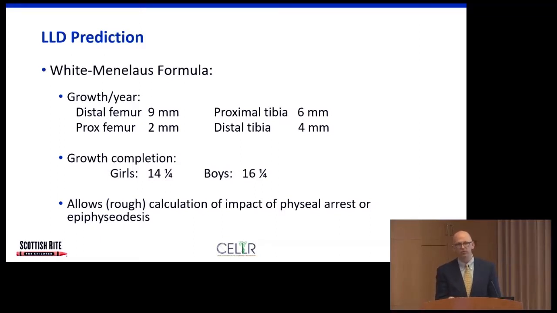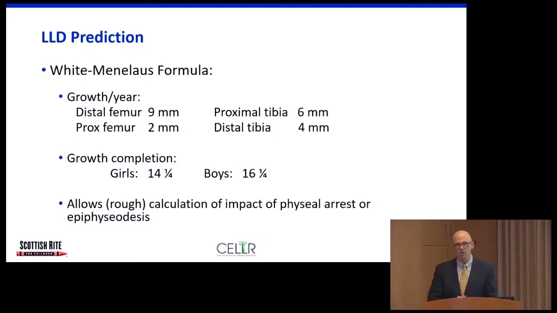And that accounts for 65% of the growth of the lower limb. So we know that the proximal femur grows about 2 millimeters a year, the distal femur about 9 millimeters, proximal tibia about 6, and the distal tibia about 4. Knowing those are excellent numbers to use when we're trying to calculate the impact of a physeal arrest. If there's been a trauma and that growth plate is injured and stopped growing, then we know about how much discrepancy over the next few years is going to happen.